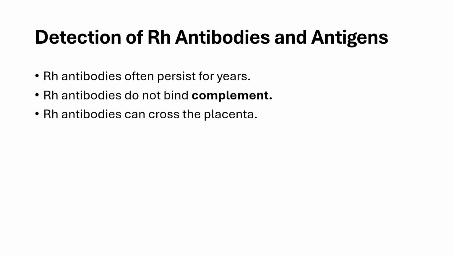Rh antibodies are capable of crossing the placenta, which allows them to bind to fetal red blood cells that express the corresponding Rh antigen. This transplacental transfer can lead to hemolytic disease of the fetus and newborn, which is a serious condition where fetal red blood cells are actually destroyed.